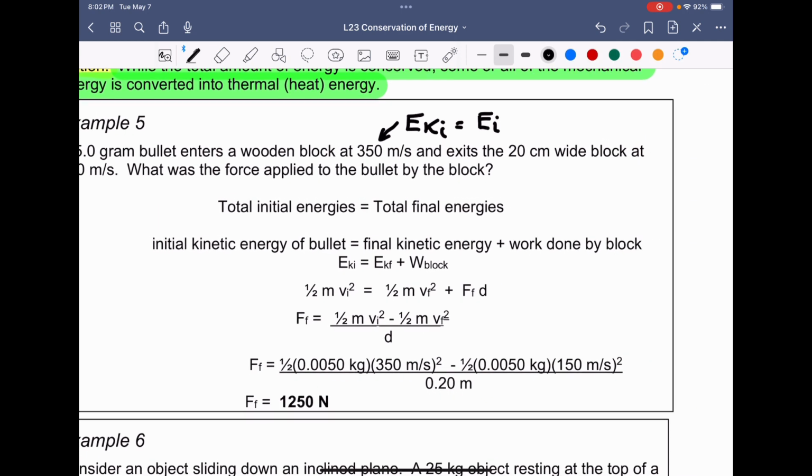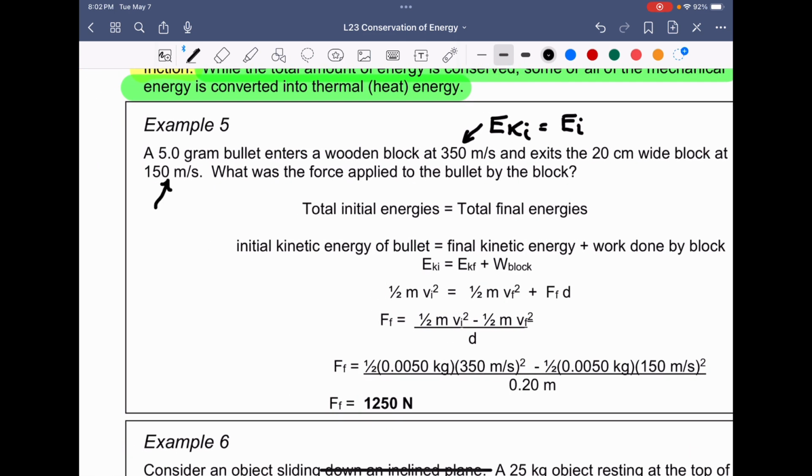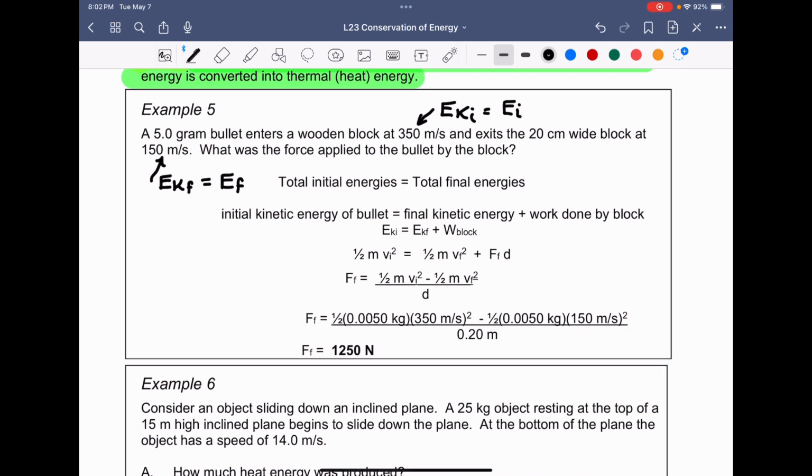Now, it goes into a block which is 20 centimeters wide, and then it leaves the block with this speed here. So we now have this new EK, or the EK final, which is equal to the energy in the end, or our final energy. Just like we did with the isolated systems, we're doing the exact same problem solving, but now we're going to introduce this idea of work being done to change the energy in this situation.